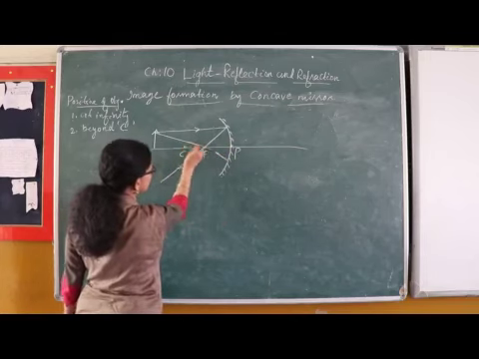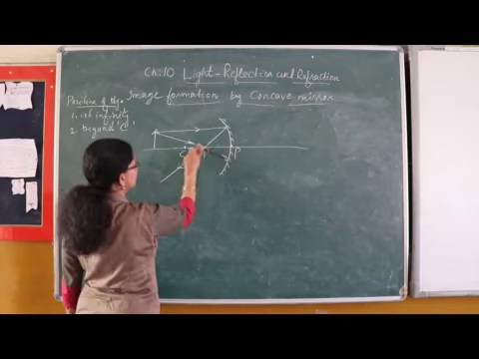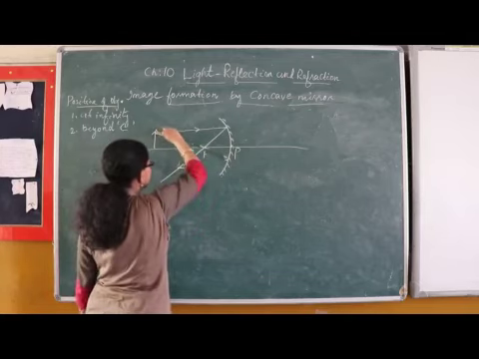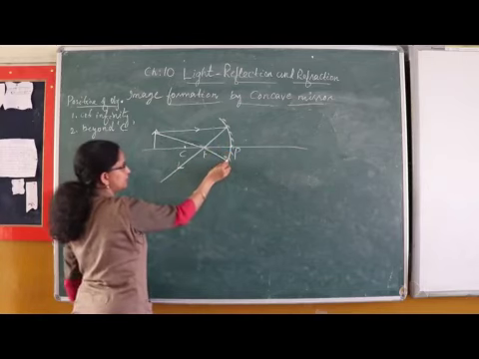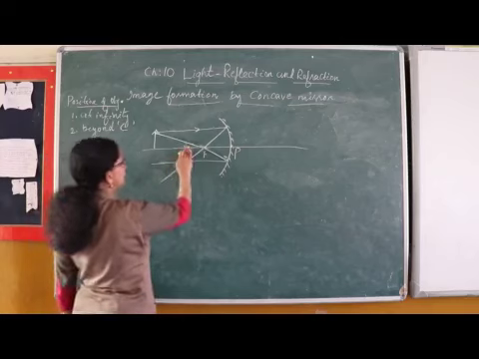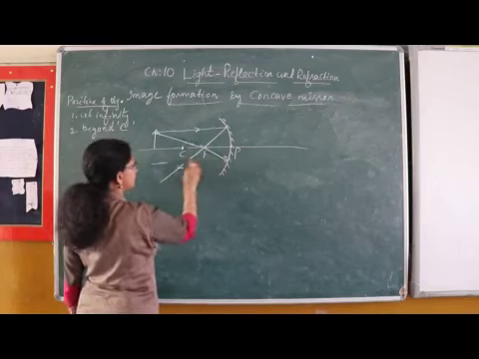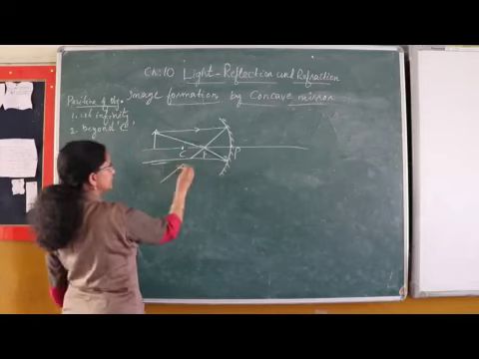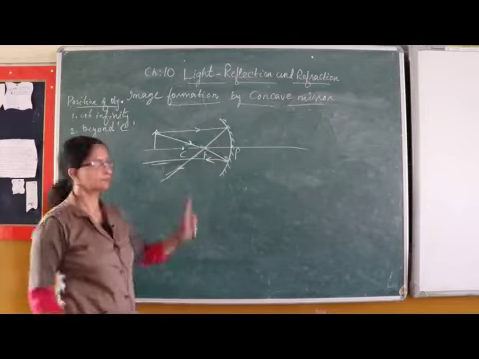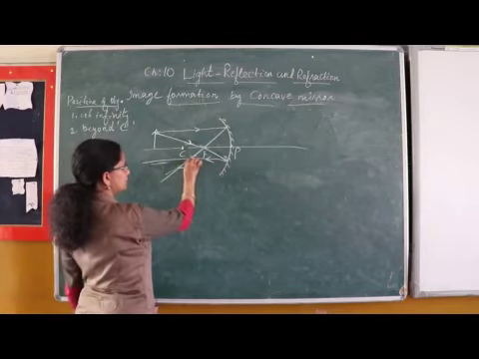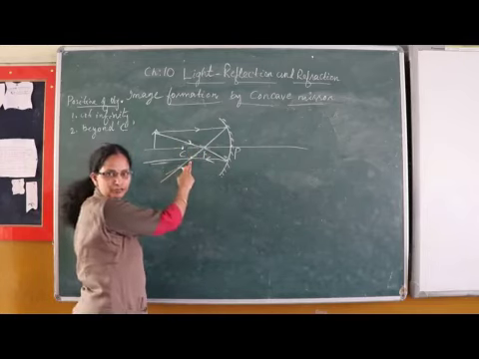After reflection, the ray that is coming through the focus and strikes the mirror becomes parallel to the principal axis. So we can see here these two light rays after reflection meet at a point somewhere here.